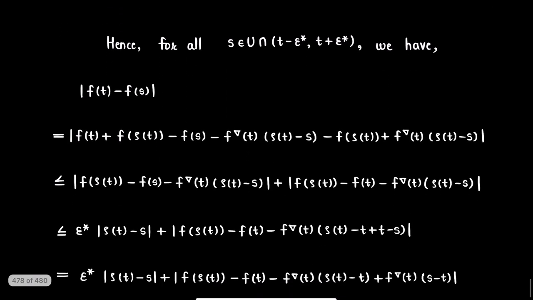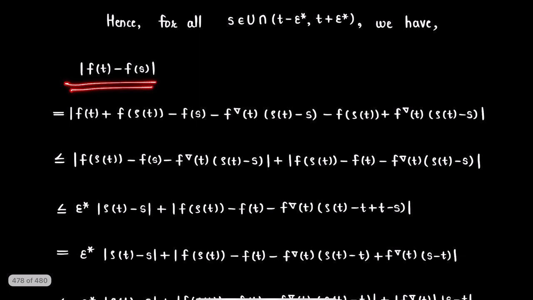So we have modulus of f(t) minus f(s). Now here we will add and subtract the term f(ρ(t)) and also the term f^∇(t) multiplied by (ρ(t) minus s). So we get this term. So this is less than or equal to modulus of f(ρ(t)) minus f(s) minus f^∇(t) multiplied by (ρ(t) minus s), plus modulus of f(ρ(t)) minus f(t) minus f^∇(t) multiplied by (ρ(t) minus s).